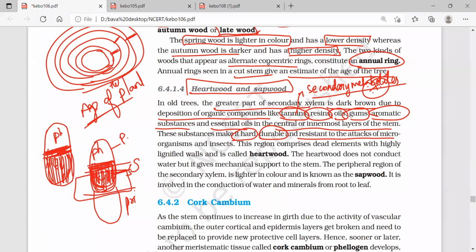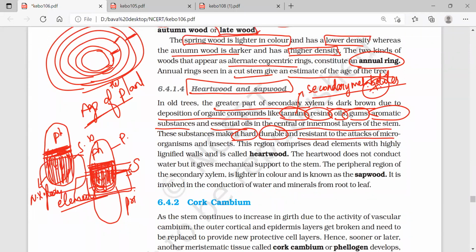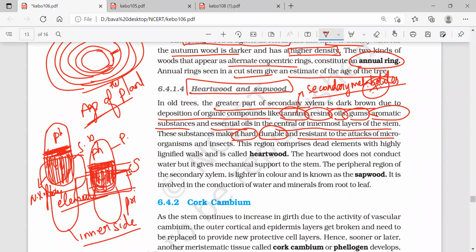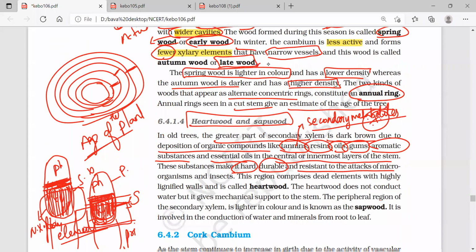See, these are all the new xylary elements. Okay, so these new xylary elements, when they form, it's a secondary xylem, right? The major portion is this, because the primary xylem moves towards the inner side. Yes, the primary xylem moves towards the pith region.